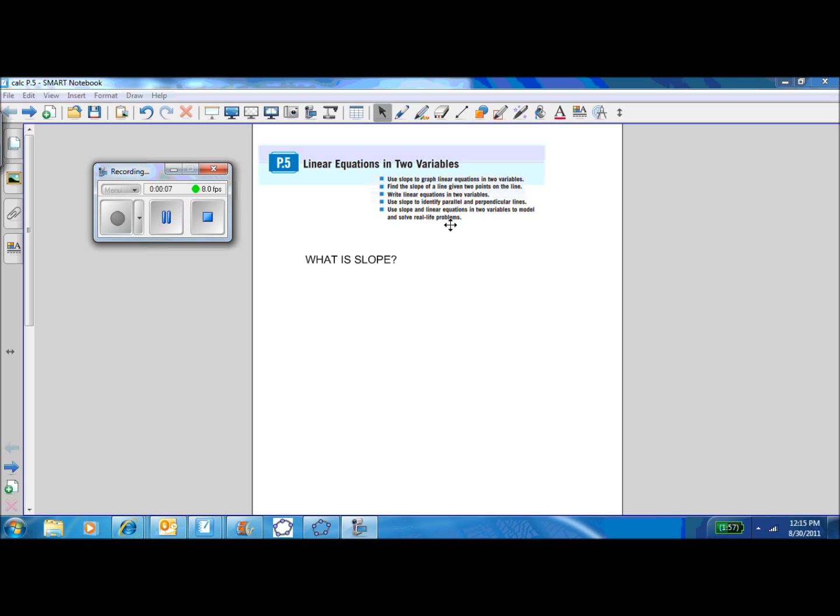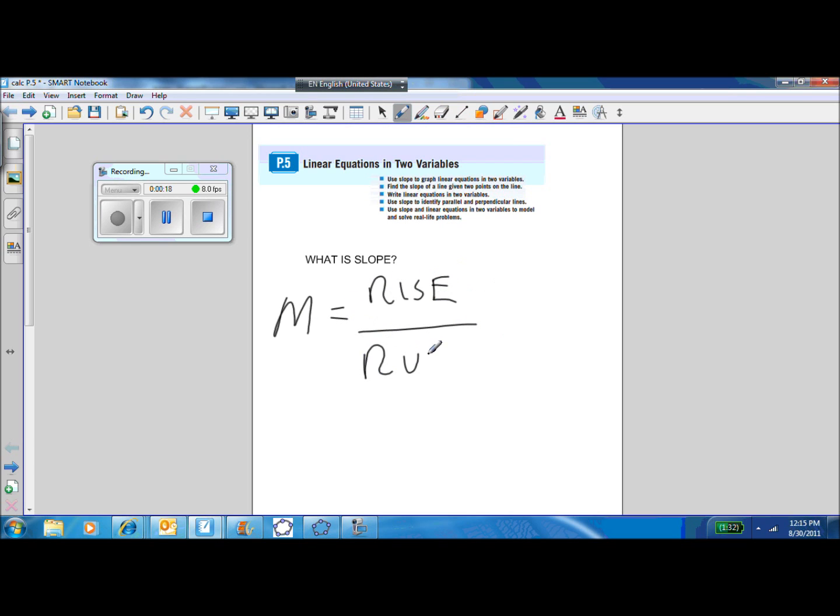Here's a little outline of the chapter from the book there. First off, what is slope? I like to use m for slope. Slope is rise over the run. This is the basic idea, and you can use this to incorporate it into a formula.